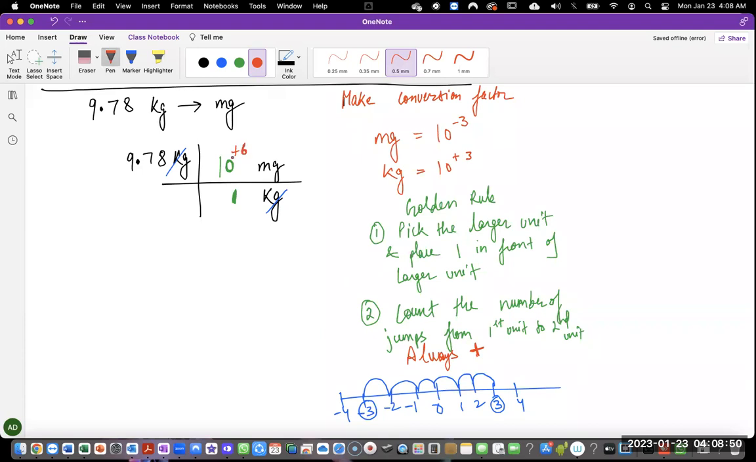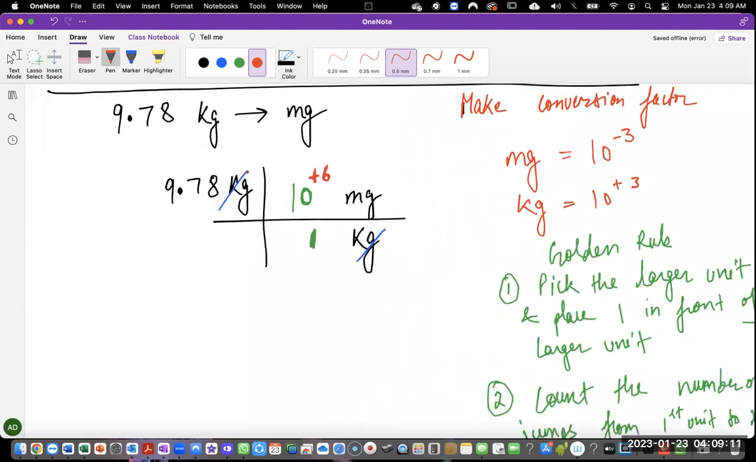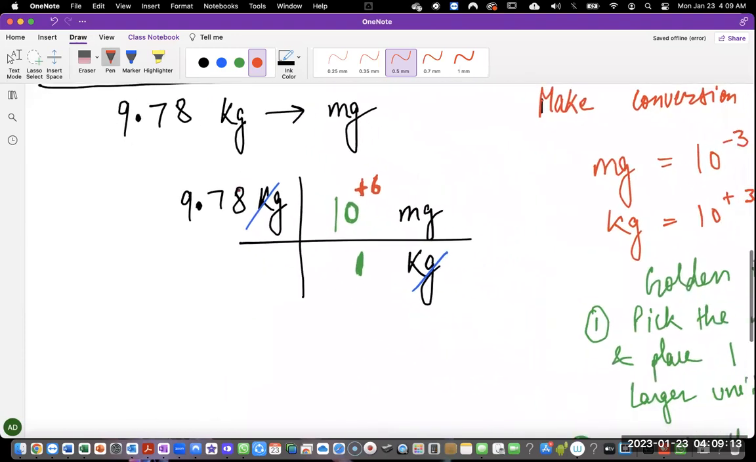This number is always going to be positive, guys, if you're going to follow this rule, no matter what conversion you're going to do with these prefixes. If you're following this rule of putting 1 in front of the bigger unit, then the smaller unit will always get the positive power, the positive exponent. Okay, and there's no exception to this. So remember this.